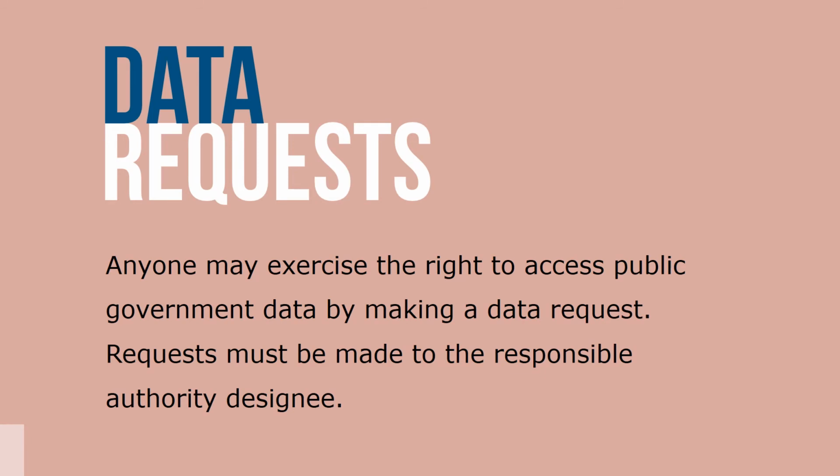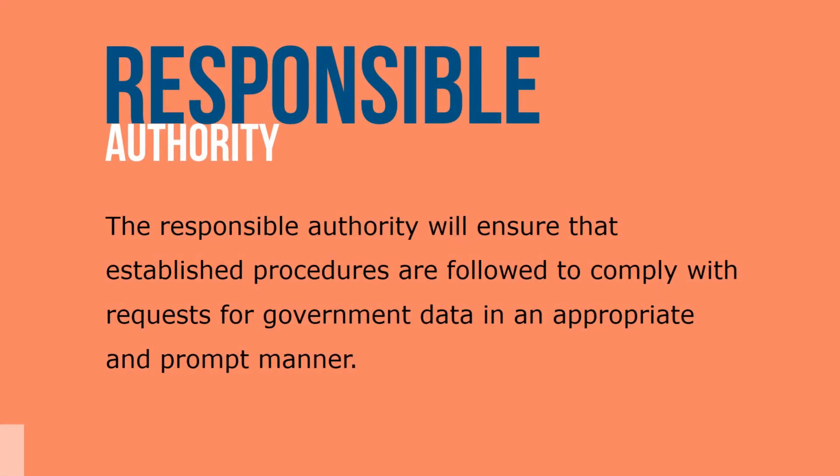Anyone may exercise the right to access public government data by making a data request. A data request must be made to the responsible authority or the appropriate designee. The responsible authority will ensure that established procedures are followed to comply with requests for government data in an appropriate and prompt manner. Upon request to the responsible authority, an individual shall be informed whether they're the subject of the data and whether the data is classified as public, private, or confidential. The responsible authority will then provide access to private or public data upon request.